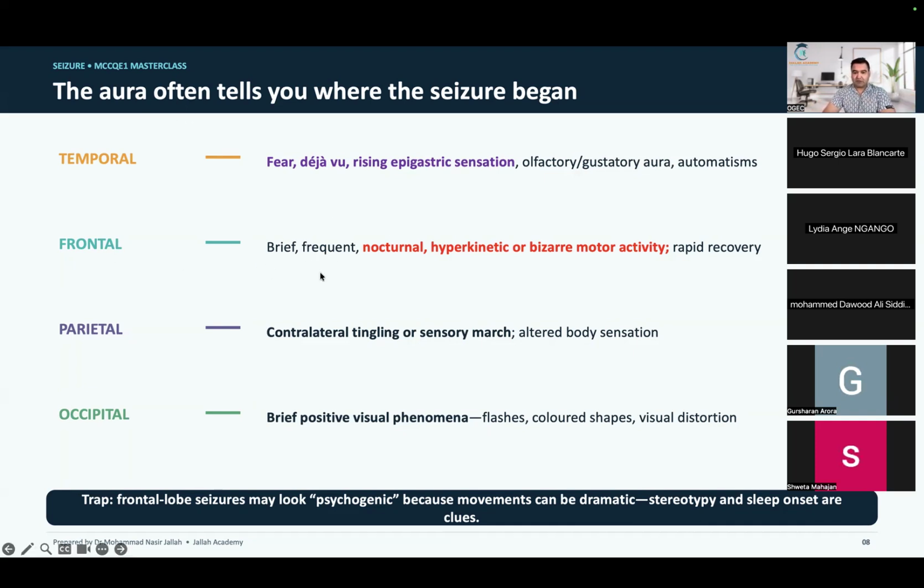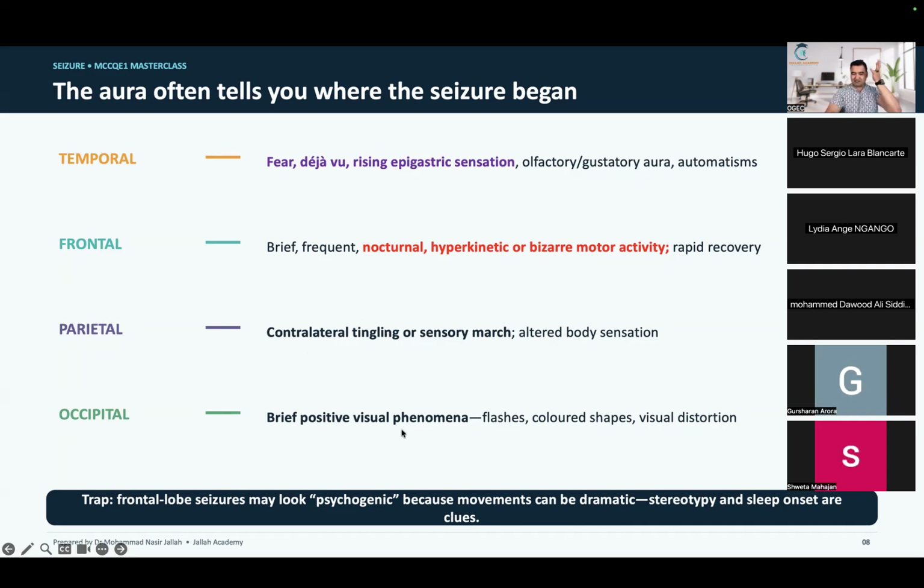Frontal: brief, frequent. For the frontal, usually they give you a scenario about someone who is seizing with very bizarre movement during sleeping, nocturnal, hyperkinetic, or bizarre motor activity. Like he's punching, doing this and that, like he's dancing. It's a bizarre movement, but he is sleeping, and it happens during the night. And rapid recovery. Parietal: contralateral tingling or sensory march, altered body sensation. Occipital: brief positive visual phenomena.